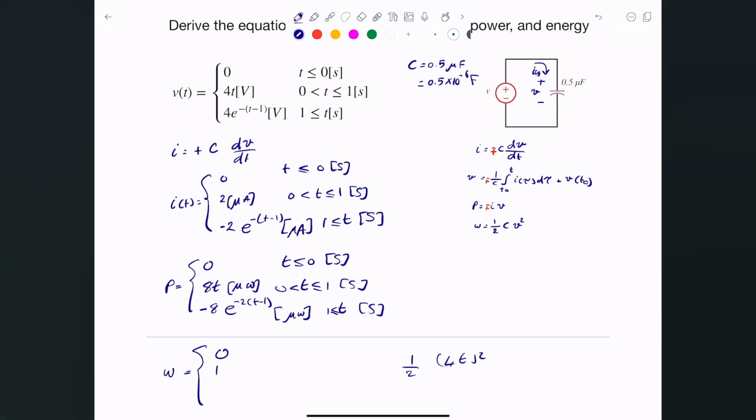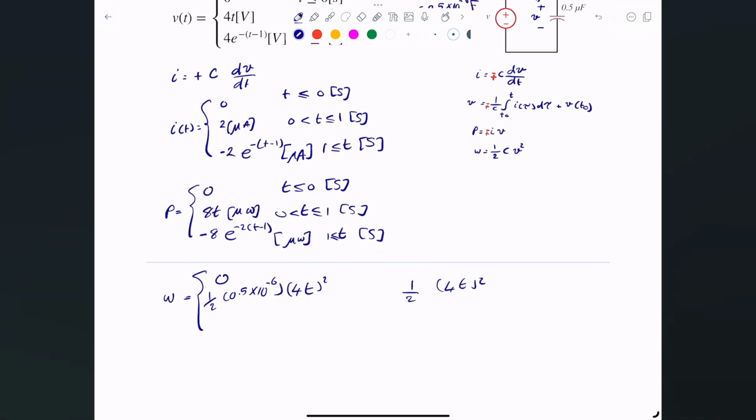Okay, so I'm going to just say half. Well, it will be half times also half, which is 0.5 times 10 to the negative 6 times V squared, which is 4 squared times t squared. Well, 4 times t squared. Okay, so if you clean this equation, what you will end up with, I believe it will be 1/4, 0.25, and then of course we multiply times 4, that will go away because that's 1 divided by 4 times 4, so we'll get t squared times 10 to the negative 6, which is basically microjoules in here. So that's what we get.